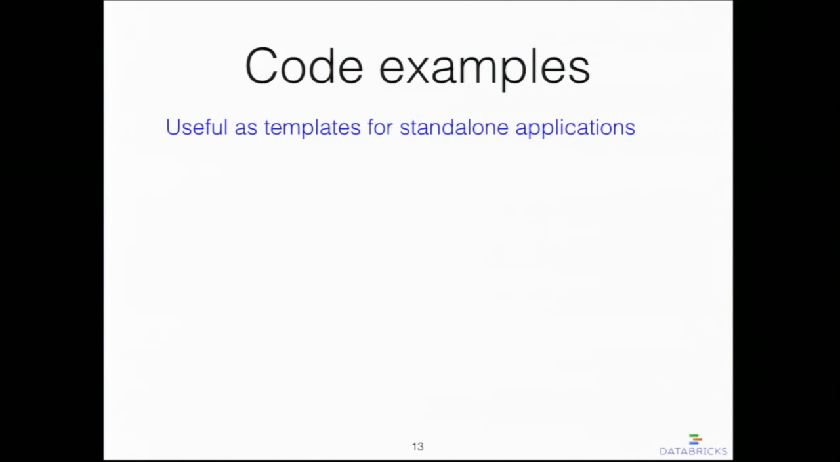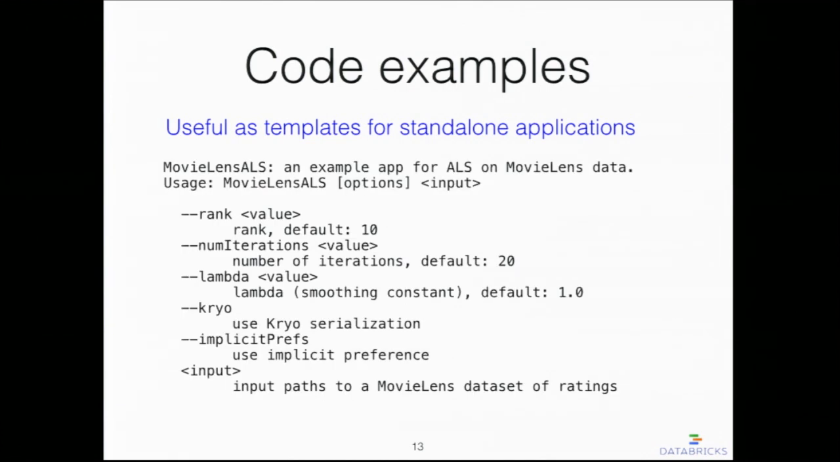We've also included code examples, which illustrate how you can actually use this on real-ish world data. We found that they've been useful as templates for standalone applications. So here's an example of a code example for collaborative filtering for the ALS algorithm included in MLlib. Basically, working with a common, publicly available data set, you can run the collaborative filtering algorithm in MLlib and train a recommendation system. I'll get back to this a little bit more later, because for your exercises today, the MLlib component of it, you'll actually be doing something quite similar to this.